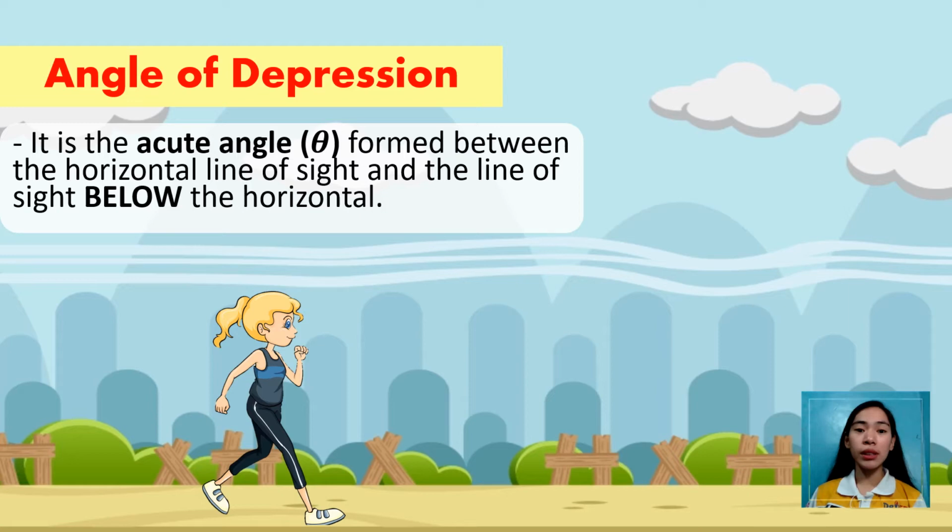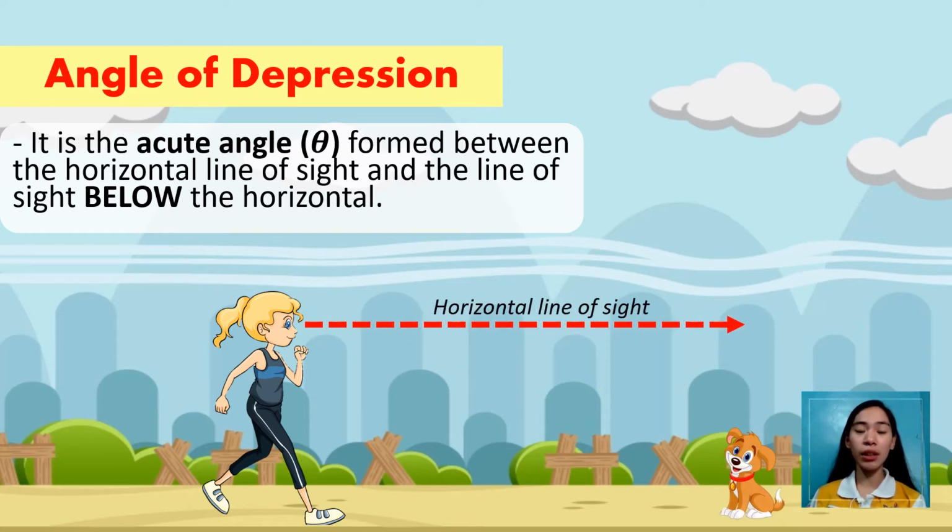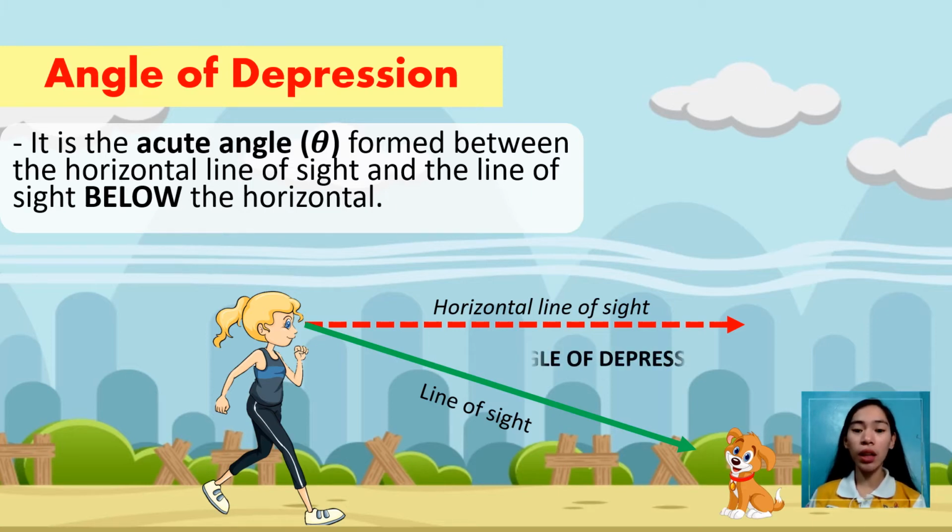So let us illustrate. Suppose this is again our observer and then a dog. Let us draw a horizontal line of sight, which is represented by this red arrow. If she looks at the dog, this is our line of sight. The angle formed here going down is what we call the angle of depression.